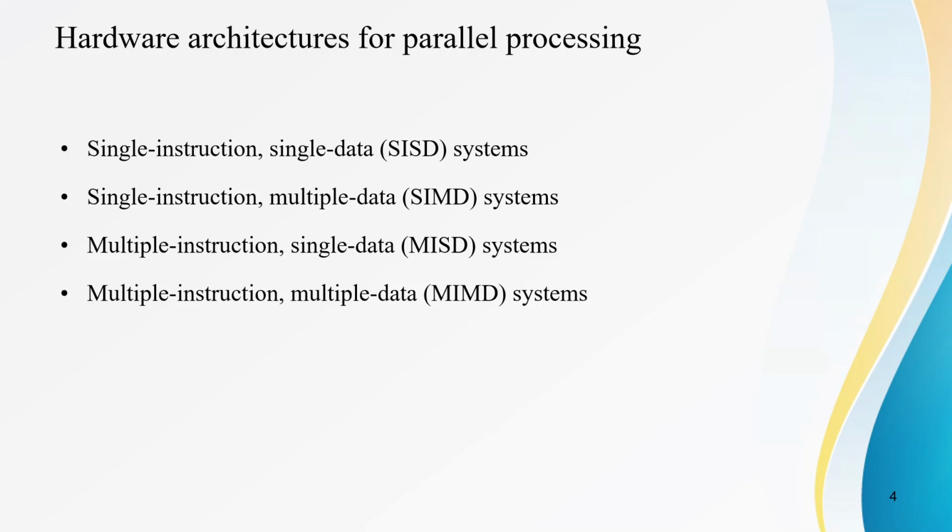Moving on, the other three are multiprocessor systems, and of these some are more used and one or two are rarely used. The single instruction multiple data system, SIMD, is the second one. The next one is MISD, multiple instruction single data systems. Then we have MIMD, multiple instruction multiple data systems.